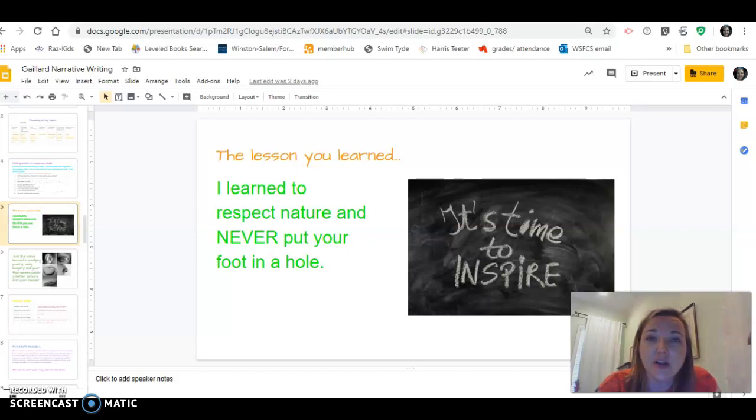So today I'm going to be starting on slide 25, which is entitled The Lesson You Learned, and this part is pretty short and sweet. You are simply going to type in the lesson that you learned from your story that you're going to tell us, okay? So I've written right here in green that I learned to respect nature and never put your foot in a hole, right? I've typed that right here. Is that what you're going to type on your slide? No, because that's not your story. But you're going to type your lesson on slide 25, because I want you to keep going back to that because that's going to be the theme of your story. You have to have that central in your mind the whole time you're writing.